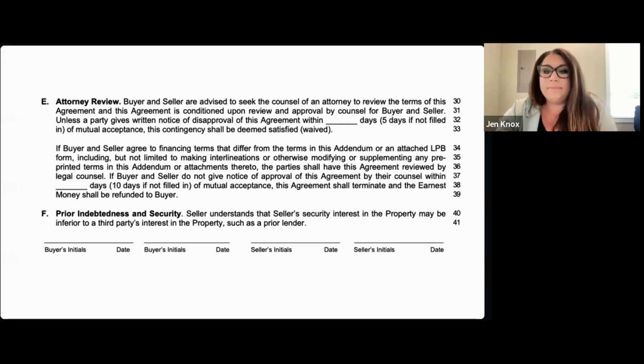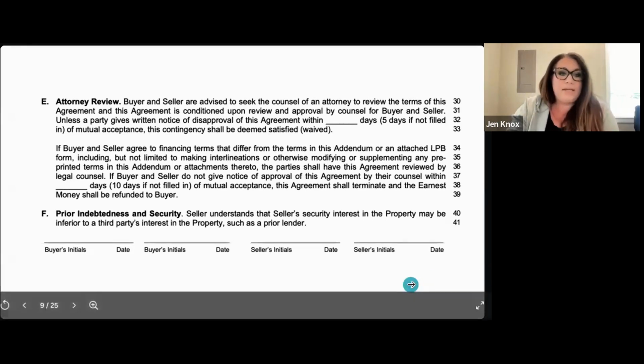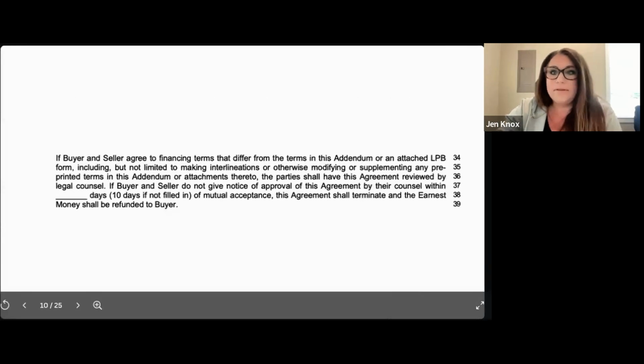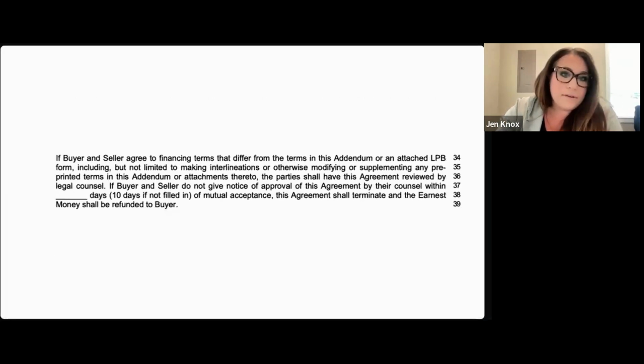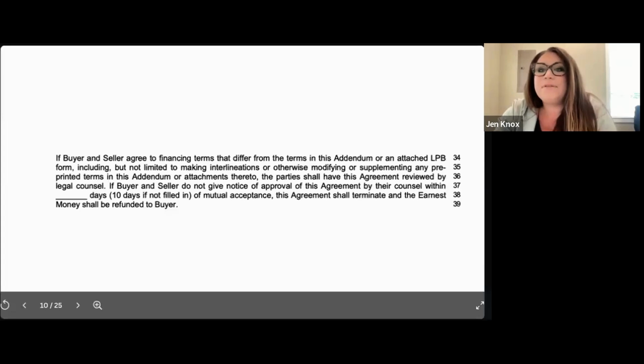Now, a lender may still hold the first position. So a seller may not end up being in the space they think they're going to be. Let's see. I'm sorry, I skipped a slide here.